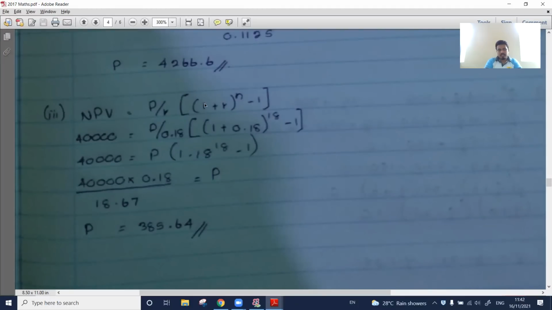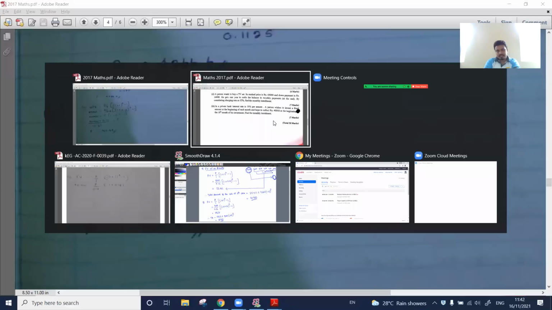Periodical payment over rate, yes, so this is the formula that you need to use. 40,000 is the future value, periodical payment is what we need to find, rate is 18%, correct. 1 plus 0.18 to the power 18, yes.